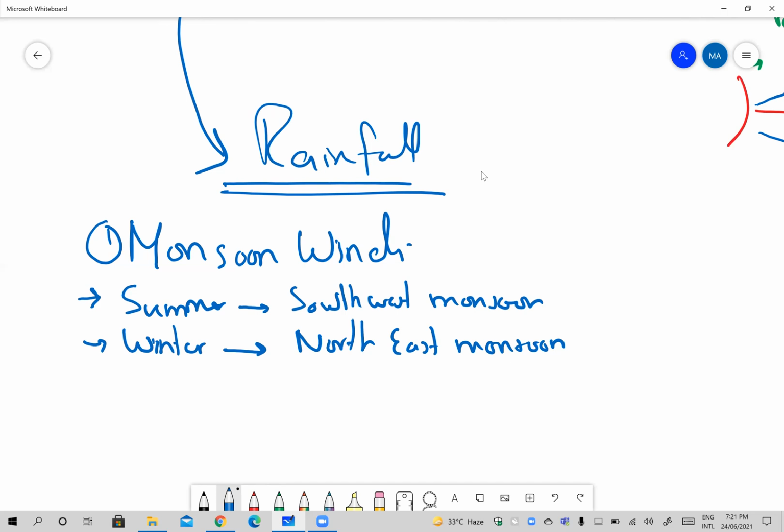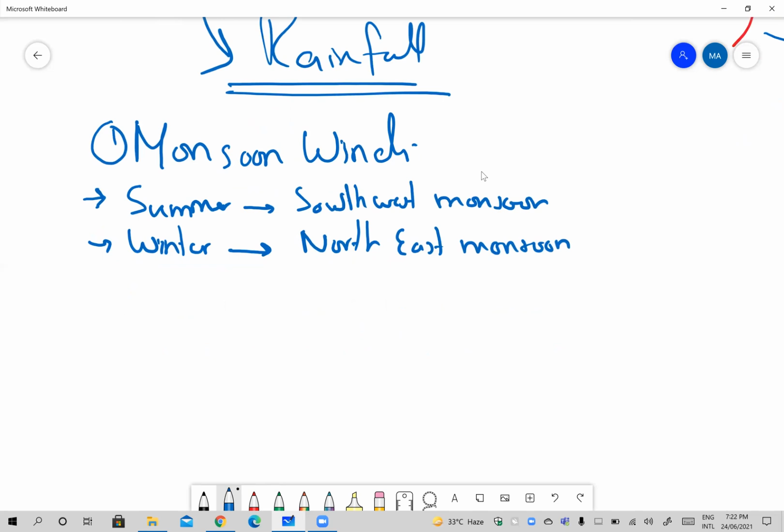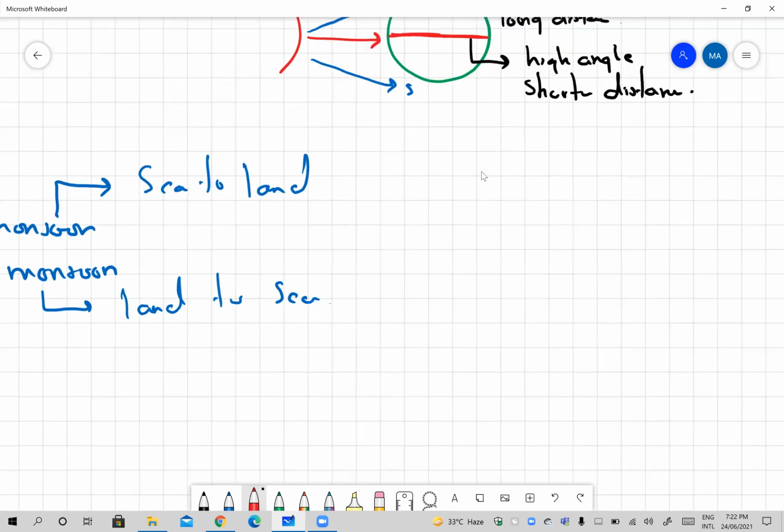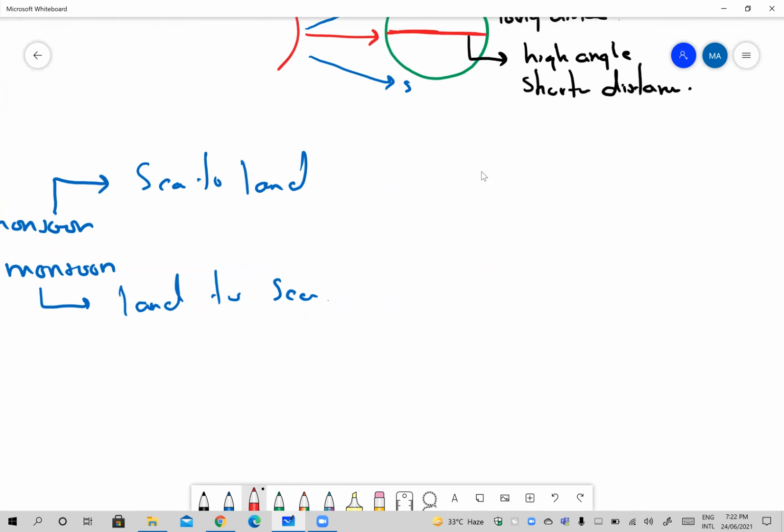Okay, so what happens is that in summers, these monsoons, they blow from the sea towards the land. These summer monsoon winds, they blow from sea to land, and the winter monsoon, the northeast monsoon winds blow from land to sea, sorry. An example could be, for example, okay, let's just also note down the areas.